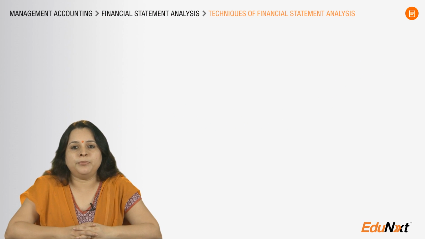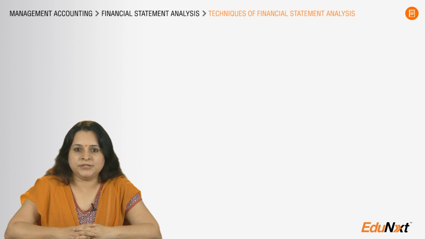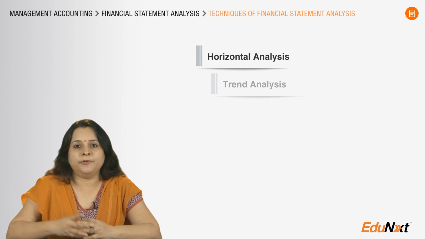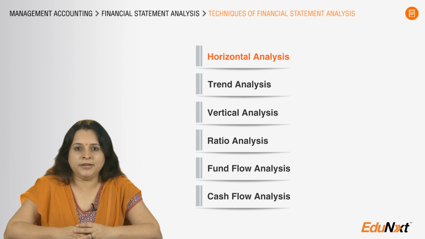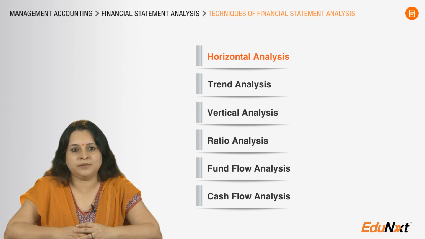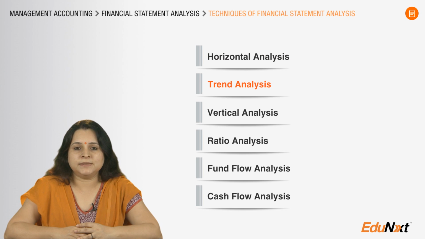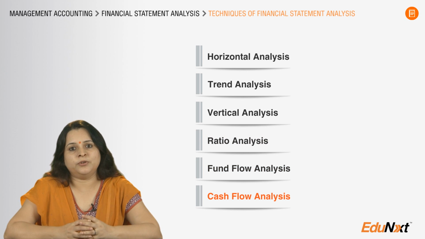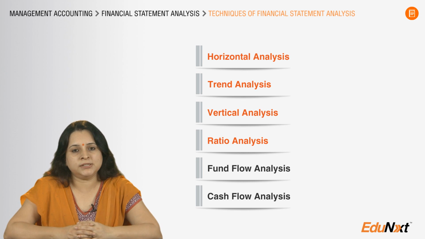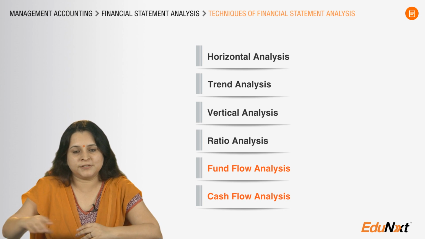So, what are some of the popular techniques used by companies to analyze financial statements? There are several popular techniques adopted. Some of them are listed on your screen: horizontal analysis, also known as comparative statements, trend analysis, vertical analysis, ratio analysis, fund flow analysis, and cash flow analysis. Now, in this module, we will cover the first four techniques. Fund flow and cash flow analysis will be discussed in the subsequent modules.